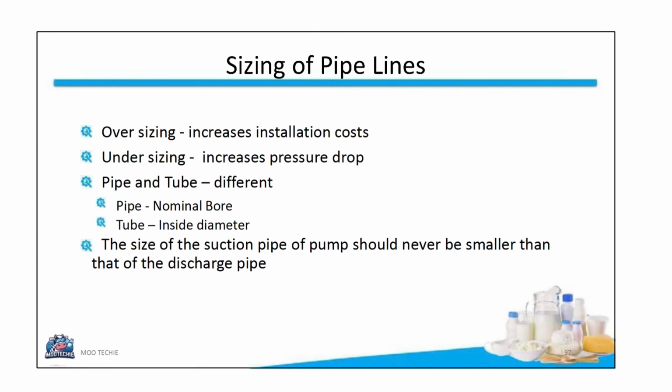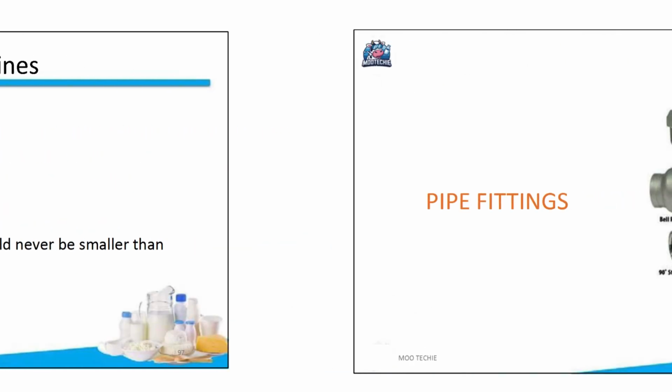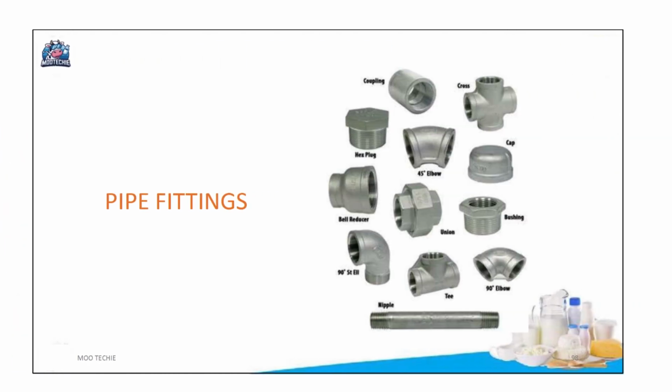Getting the size right is critical. Oversizing a pipe increases the installation costs unnecessarily. Conversely, undersizing a pipe increases the pressure drop in the system, which is inefficient. It is important to know that the terms pipe and tube are different. Pipe size is referred to by its nominal bore, while tube size is specified by its actual inside diameter. One golden rule is that the size of the suction pipe of a pump should never be smaller than that of its discharge pipe. An important aspect of the system is the pipe fittings themselves.